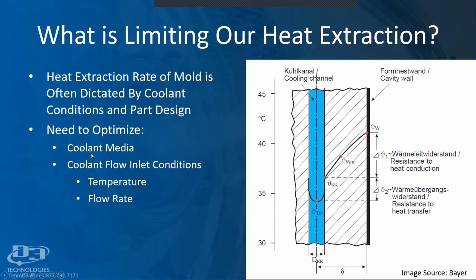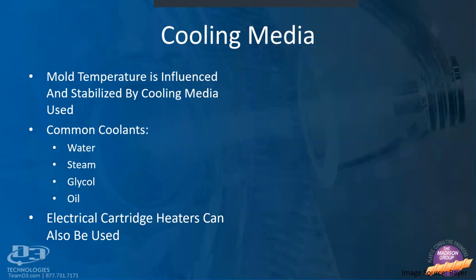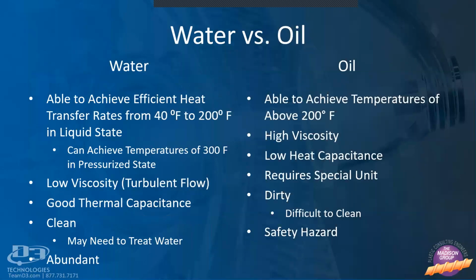And so that's going to be looking at what coolant media we use and how fast and at what temperature we're going to push that through the mold. So the mold temperature is influenced and stabilized by the cooling media. We're often using water, steam, glycol, oil, all of which we can simulate in Moldflow. We can also simulate electrical cartridge heaters if you're molding high temperature materials such as PEEK or polyimide materials.